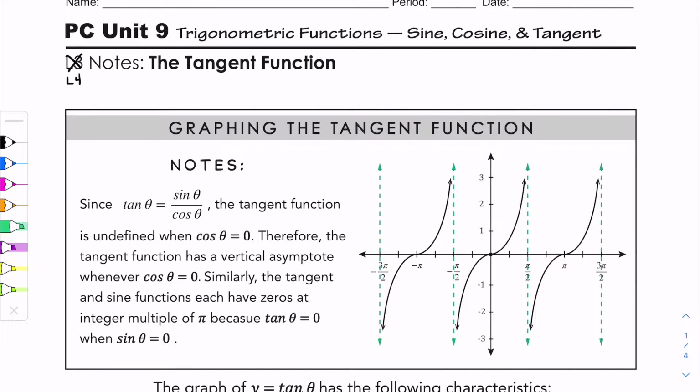The last lesson of the year is the tangent function. And this function follows the same properties as sine and cosine. However, the graph does look slightly different, as you can see right here.